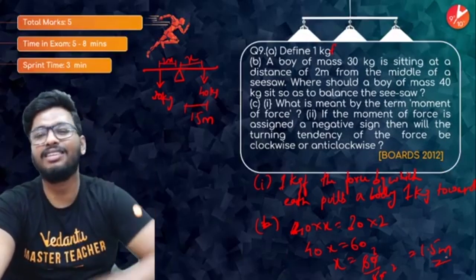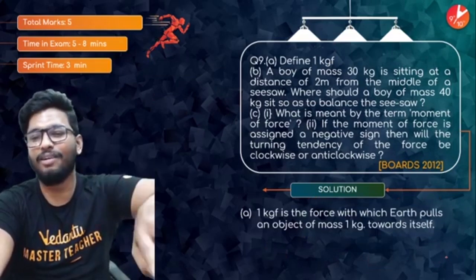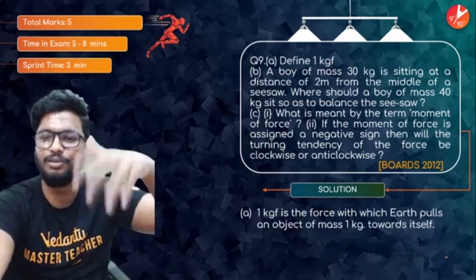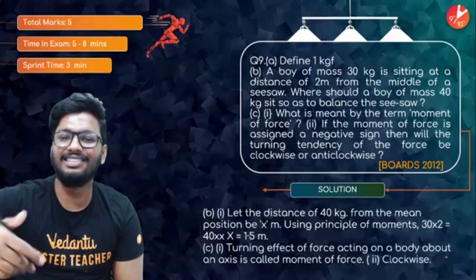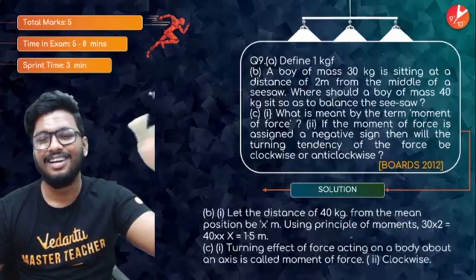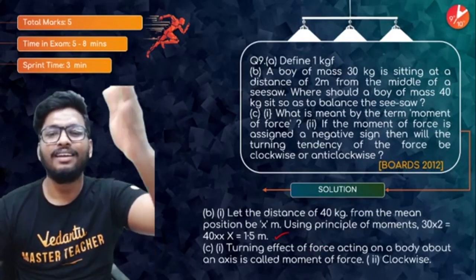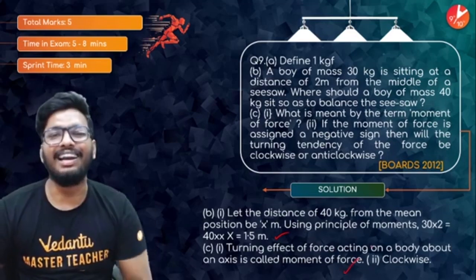So yes, people, this is the answer for the first question. This is the answer for the ninth question. 1 kg is the force by which Earth pulls an object of 1 kg towards itself, or towards the center. If the distance is x, then using the principle of moments, clockwise is equal to anti-clockwise. So the answer will be 1.5 meter. The turning effect of force acting on the body about the axis is called moment of force. And yes, it is clockwise, right, guys?